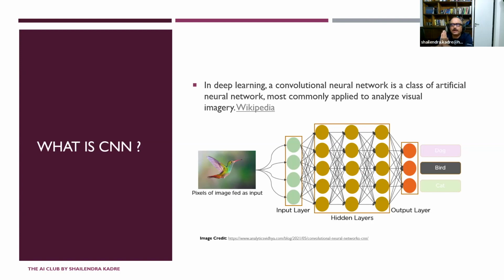And why do we do that? To reduce the number of dimensions. Now, what is convolution? What is pooling? We'll see going forward what these things are.